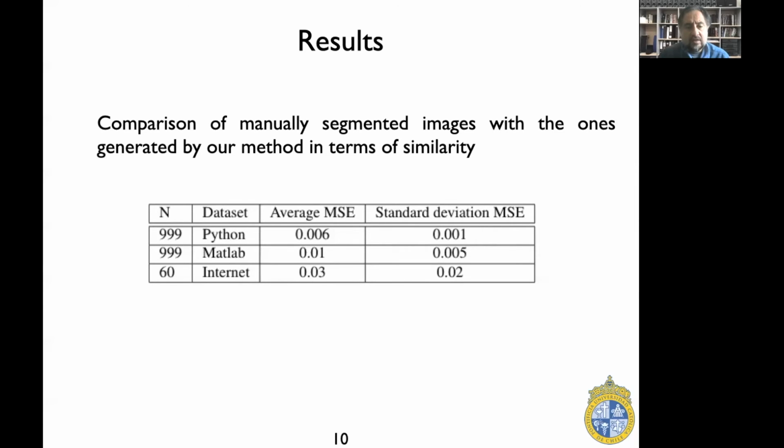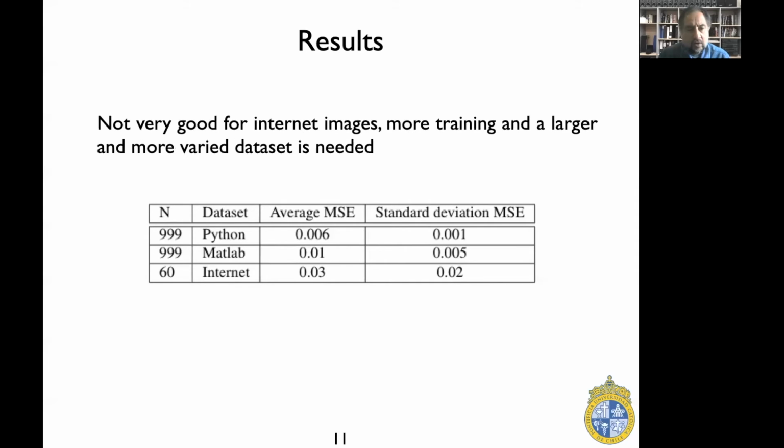And in this case, the error is a little higher. So we think that our method works well for synthetic images that we create in a controlled software environment. Not so well for internet images, where we probably need more training, and a larger data set, with a lot more variations.